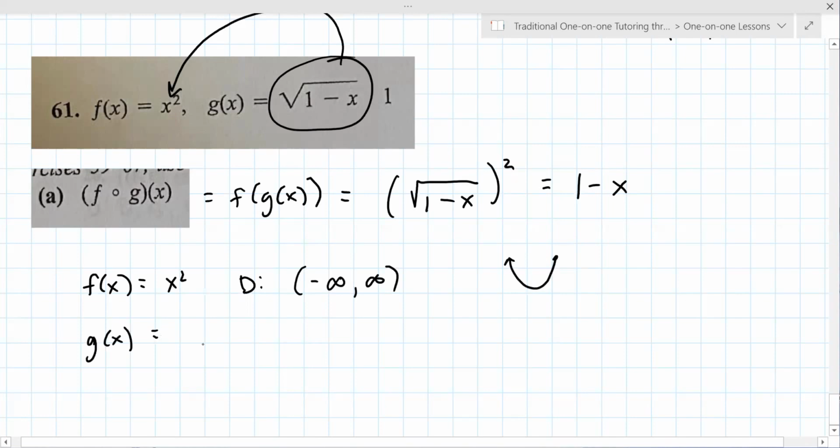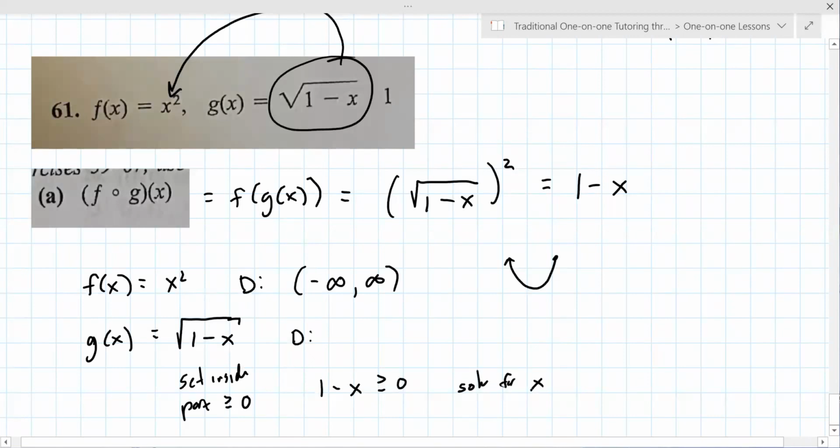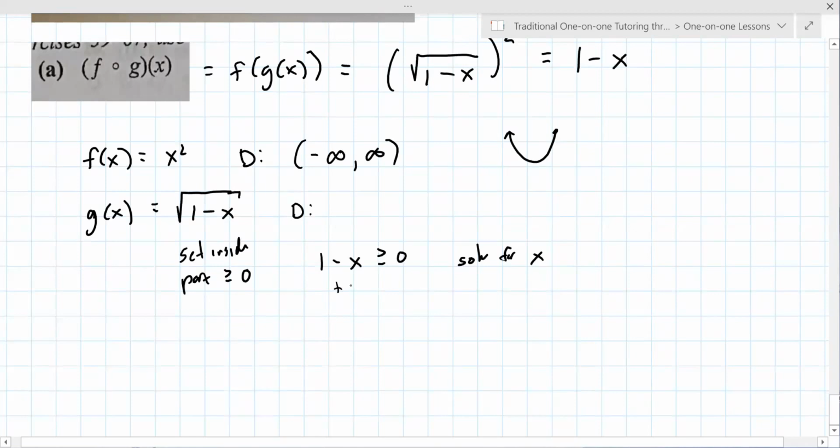g of x is the square root of 1 minus x. Do you remember how to find the domain of a square root function? It's been a little bit, so. Okay, so you set the inside part greater than or equal to 0. So 1 minus x greater than or equal to 0, and then you solve for x. You have to be careful here, though. It's better to add x to both sides, because then you get 1 greater than or equal to x, and then you just flip it: x is less than or equal to 1. If you subtract 1, and then you have to divide by a negative, you have to remember, oh yeah, I got to flip that inequality. So x less than or equal to 1 means you can go from minus infinity to 1.